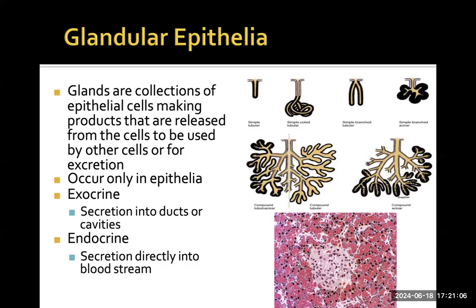So glandular epithelia is only found in epithelia. They can have endocrine or exocrine function. So exocrine function is when the secretions are going to be into the ducts or cavities. And then endocrine is when you're going to secrete directly into a bloodstream.